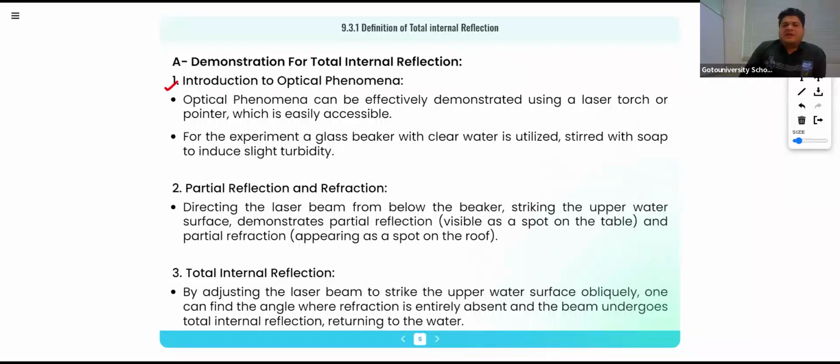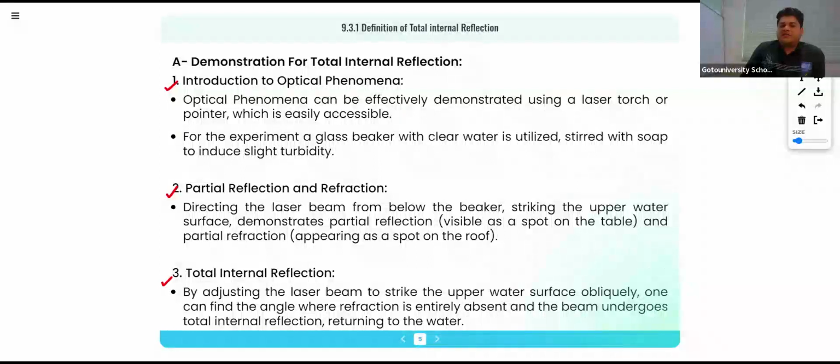Optical phenomena can be effectively demonstrated using a laser torch or pointer, which is easily accessible. For example, a glass beaker with clear water is used, stirred with soap or induced with slight turbidity. Partial reflection and refraction: directing the laser beam from below the beaker, striking the upper water surface, demonstrates partial reflection and partial refraction.